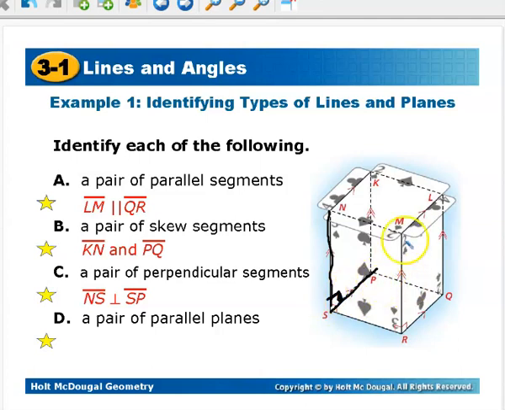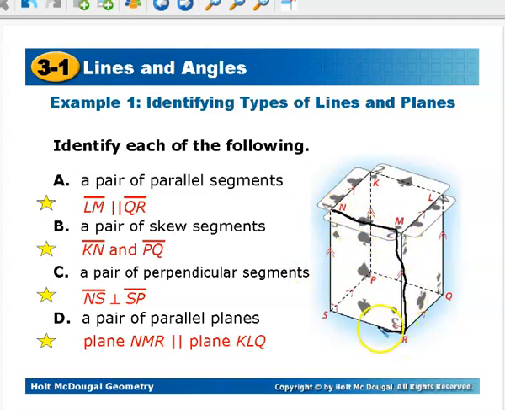Okay, now again, like I said, in this diagram and in lots of diagrams, these are not the only parallel segments or skew segments or perpendicular segments. I'm just giving you an example of some. So if I want to find parallel planes, plane NMR, now that plane is going to be this part at the front of these cards. I'll shade that in a little bit to try and notate it.